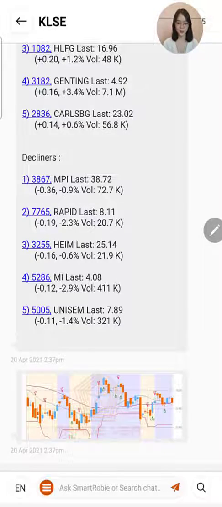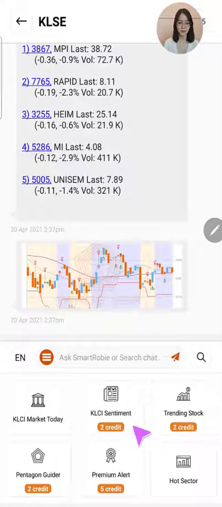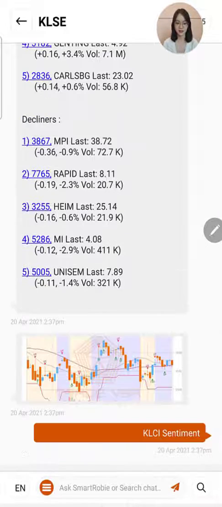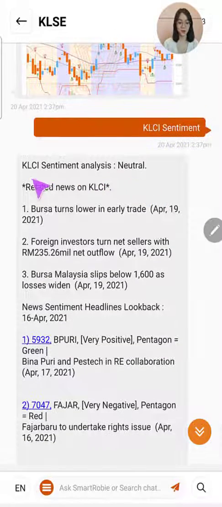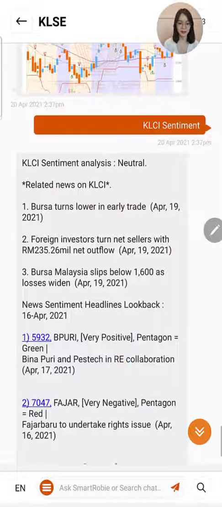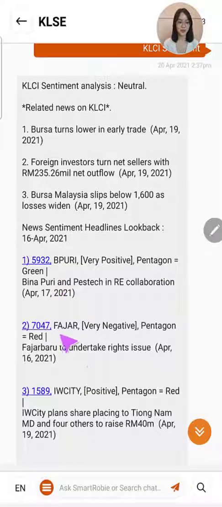So next, we can go to the next feature that we have here, which is the KLSE sentiment news. Now, pay attention to this point up here, which is telling you that at the time of this recording, the market in KLSE is neutral. There are also several headlines here which you can see that seems to be making news in the headline, and you can discover some of these stocks that you like. And by clicking the code here, you are able to find out more information about the specific stock.